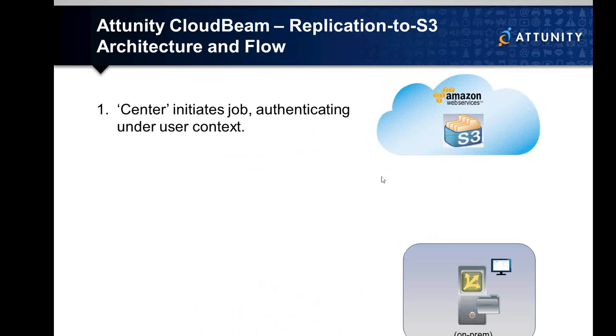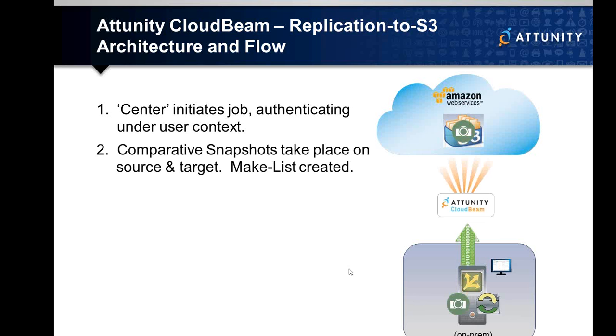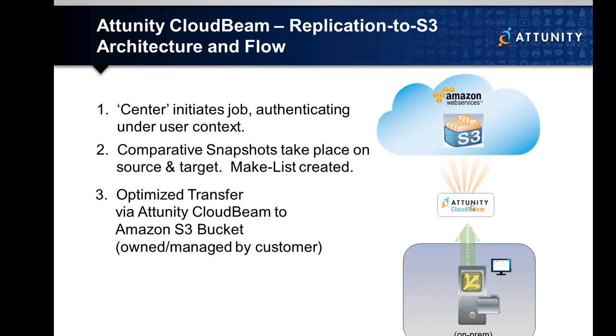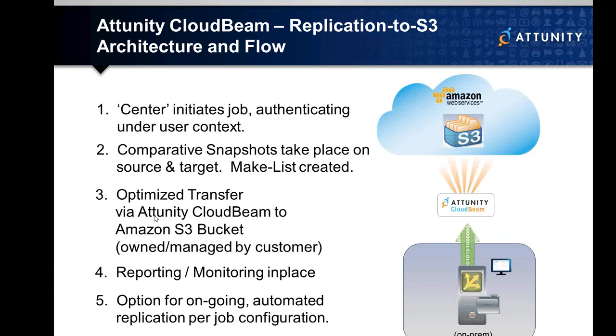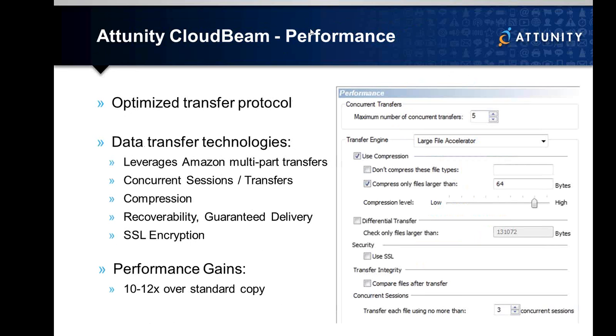How does this look? Attunity has a client that you install in the source environment, can install on Windows, Linux, and or look to a shared storage device in the network. If you have a source environment and a target environment, Attunity uses a comparative snapshot technology that's extremely efficient to identify the differences between the two environments. Once those differences are determined, we create a make list, and then we optimize the transfer of those differences from a source to a target with reporting and monitoring in place. And then you'll see in a moment, you'll have an option for ongoing automated replication for whatever job configuration you may have.